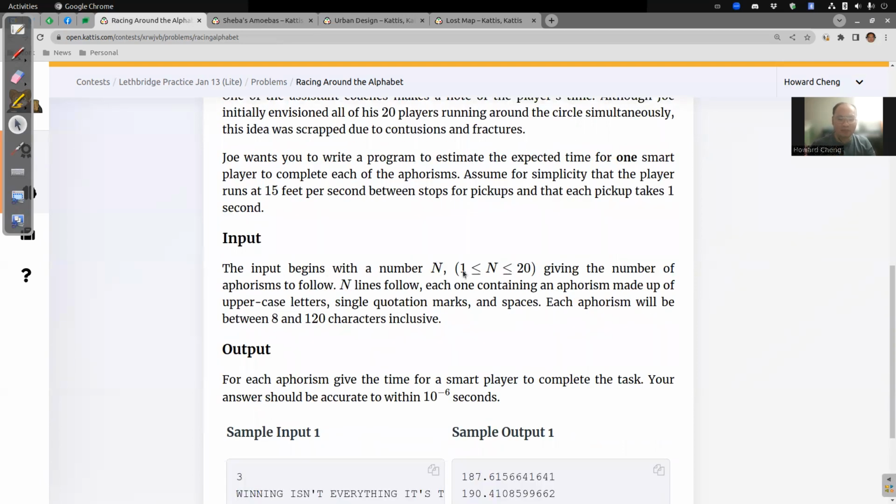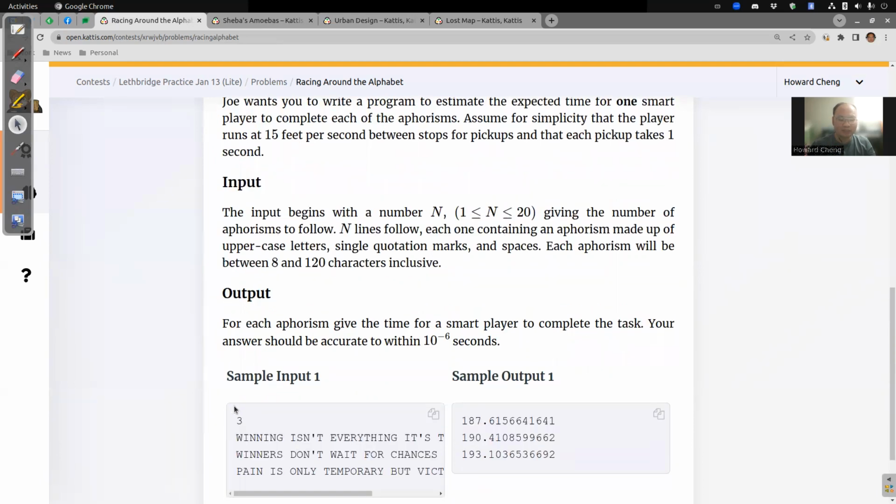So now you have up to 20 cases. Each case consists of basically a line that has the uppercase letters, single quotation marks, spaces, and each one of these phrases will be at least 8 and at most 120 characters inclusive. For each run, you have to give the time. Your answer should be accurate to within 10 to the minus 6 seconds.